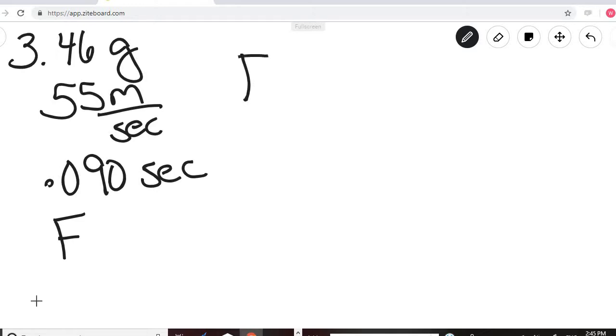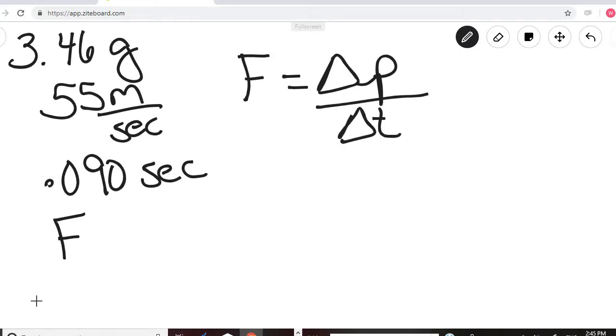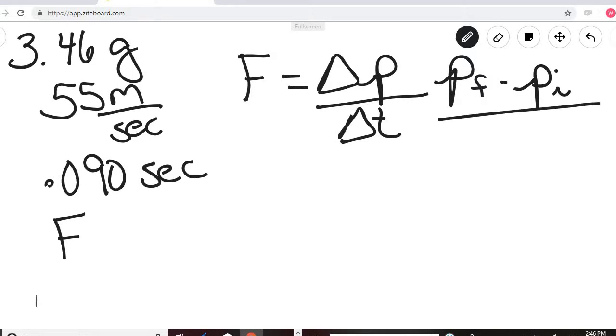Okay, so we know that force is equal to delta P divided by delta T. And we know that this would be PF minus PI divided by delta T. So we need to calculate PF and PI. Okay, so the first thing that you should realize is that the initial momentum is going to be 0 because the ball is sitting on the tee, so it has no velocity, therefore it has no momentum. But then we can calculate PF as being the mass times the velocity.